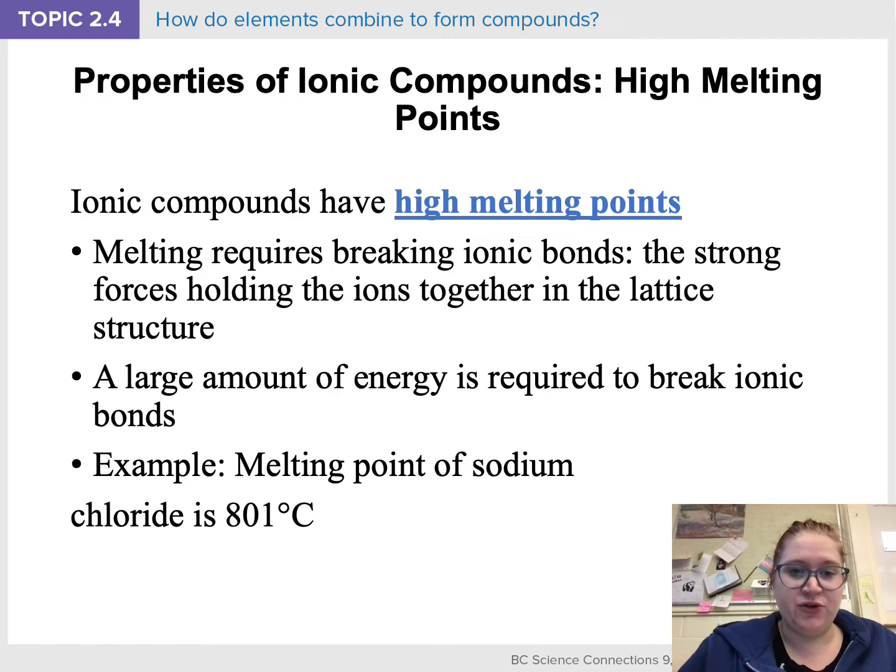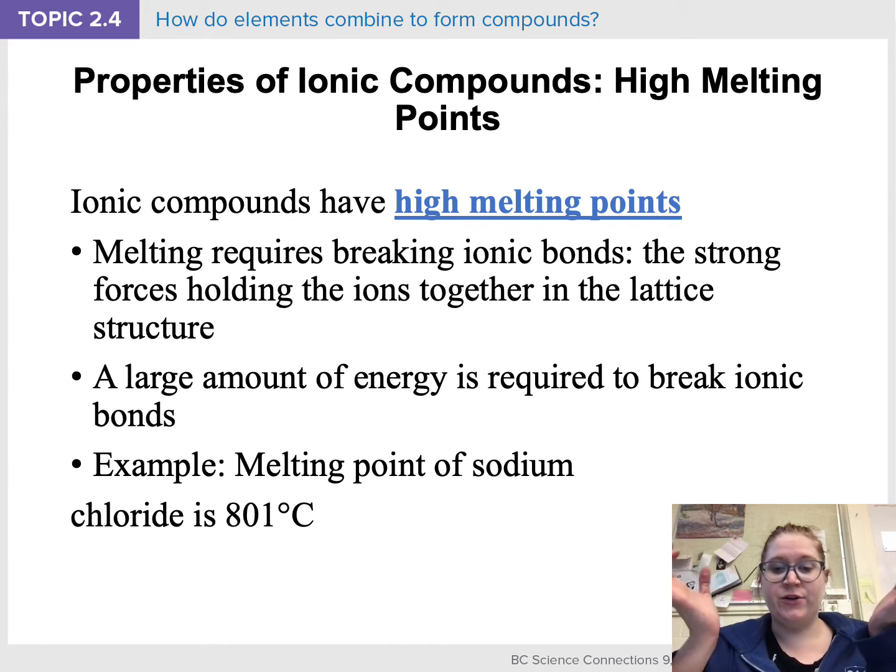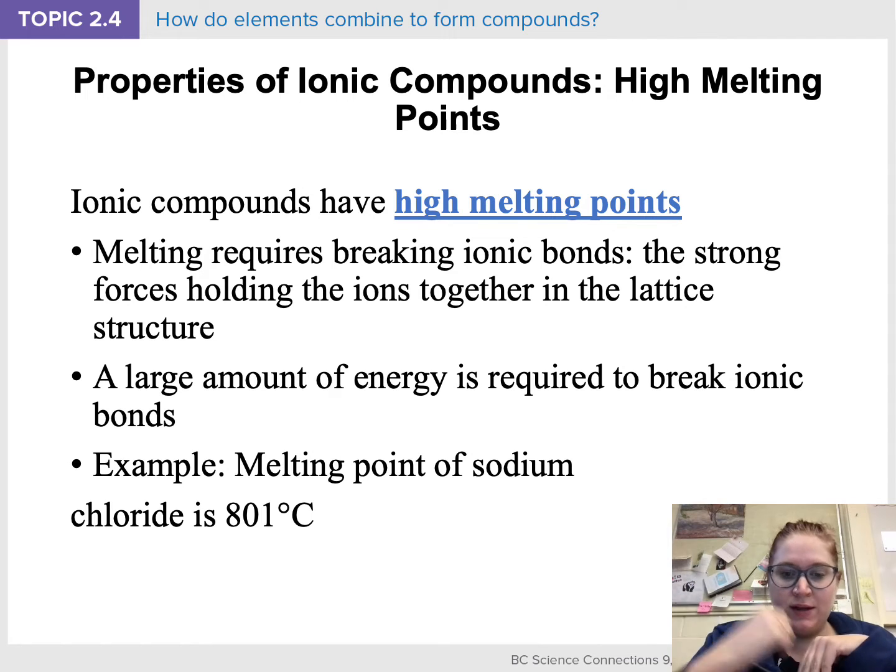Because ionic compounds are so strong, they have a high melting point. Melting requires breaking ionic bonds, the strong forces holding the ions together in that lattice structure. So a large amount of energy is required to break them apart, and that energy is heat energy in the case of a melting point. So for example, the temperature where sodium chloride begins to melt is 801 degrees Celsius. So you've got to heat your salt up super duper hot. That's way hotter than my oven gets, to break apart the sodium and the chloride ions.